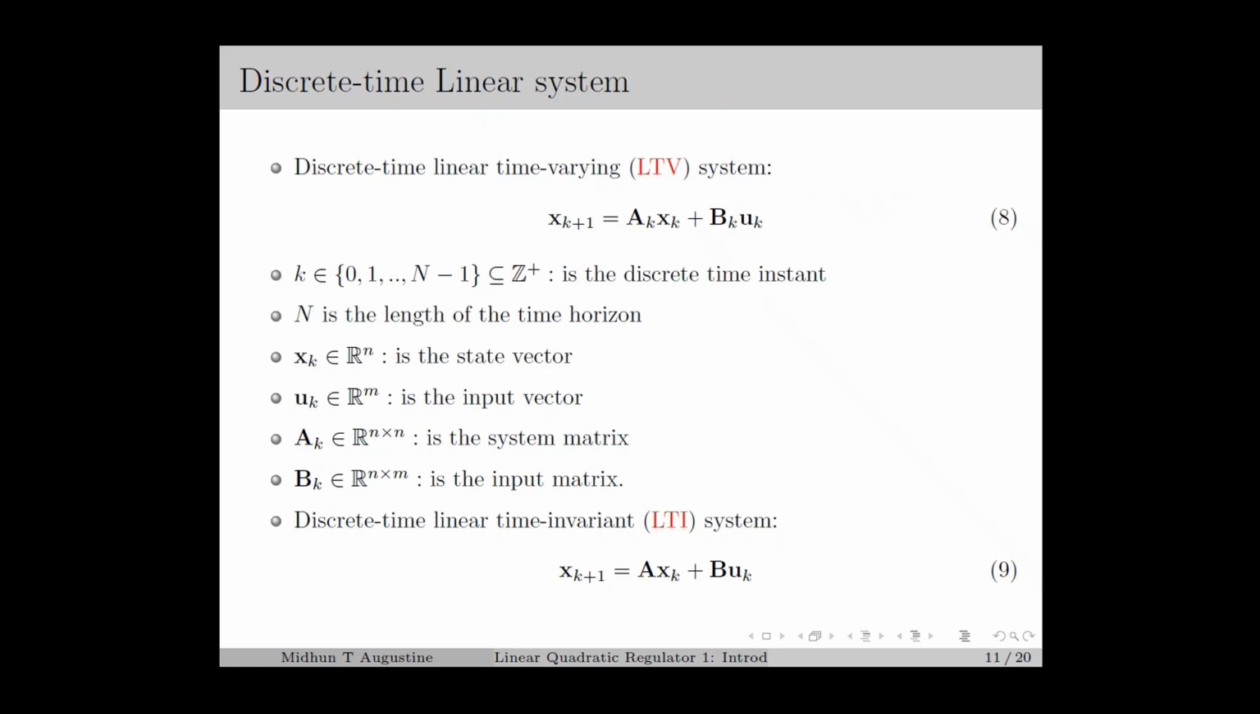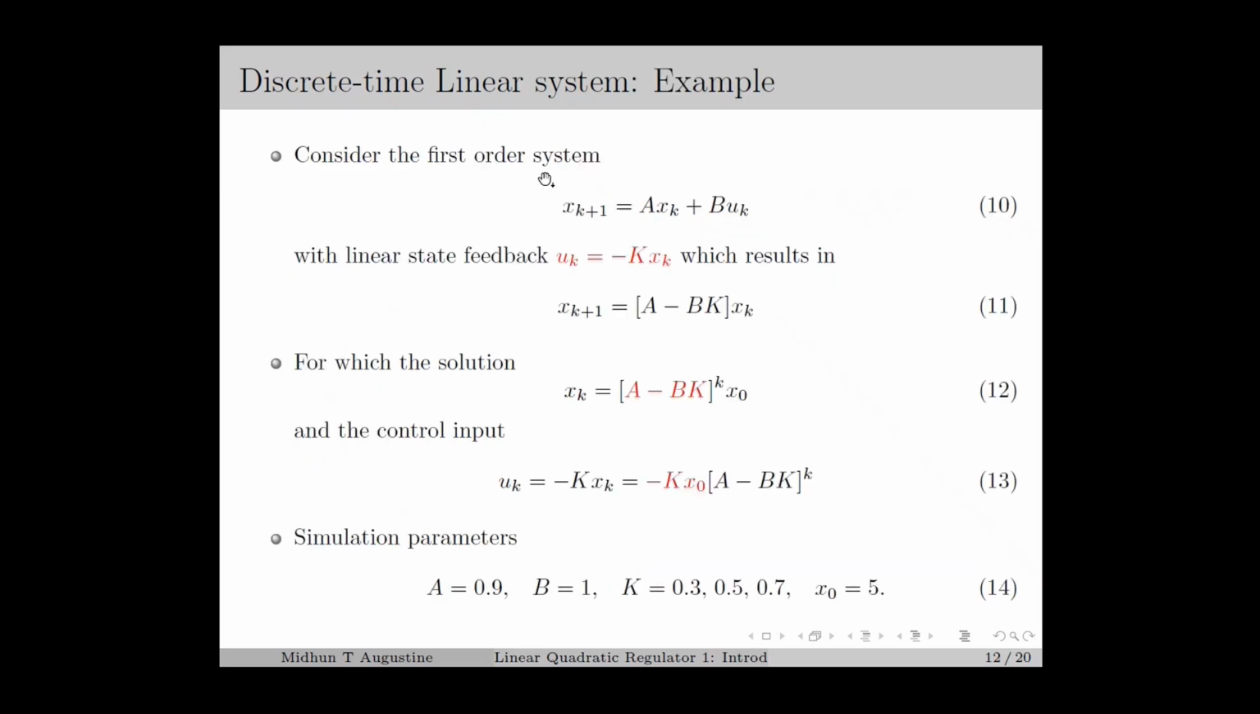Here also, a special case occurs when Ak and Bk are constant matrices. In that case, we call the system a linear time invariant or LTI system, and it can be represented as in equation number 9. As an example of the discrete time linear system, we consider the first order system given in equation number 10.